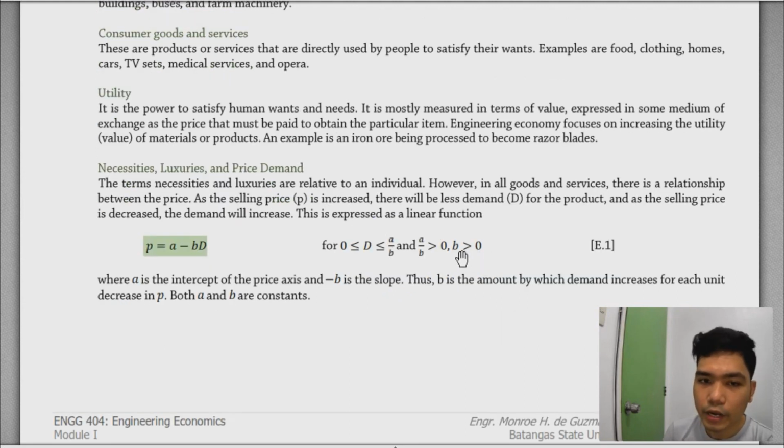Now, how about this price demand? A price demand is literally the relationship that exists between the selling price of a certain product and of course the demand multiplied by a certain variable. We call this variable the slope of that certain linear or probably a curve of our function. So later on, you'll be able to understand more of this price demand. But then again, this is usually represented as P is equal to A minus BD, where A is the intercept of the price, and then negative B is the slope, and D is your demand.